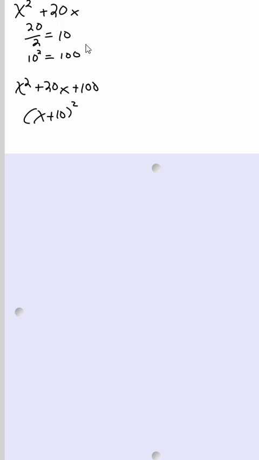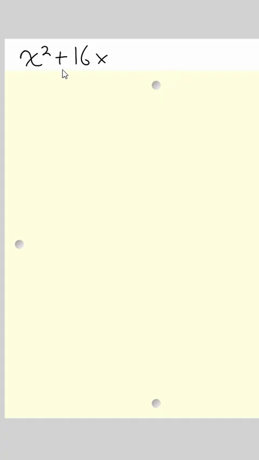Now I want to point out we changed this expression. x plus 10 squared, which is x squared plus 20x plus 100, is different from that. So when you have an equation, it's going to affect the full equation, and that will become a little more clear in a second when we look at an example. Here's another example, just an expression, but then we're going to look at it in an equation. So let's complete the square for x squared plus 16x.